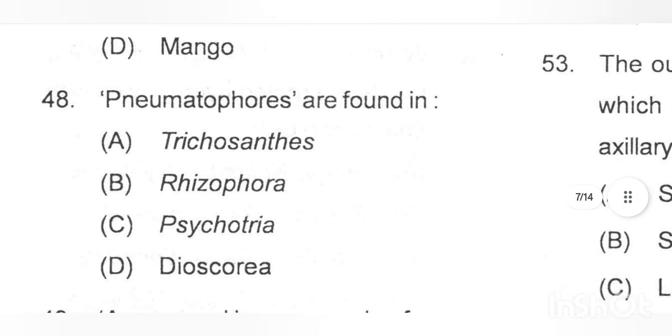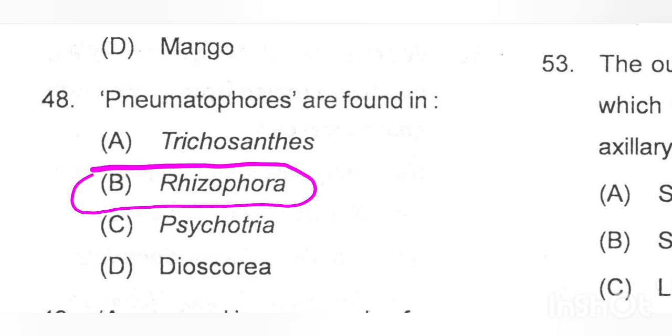Then pneumatophores are generally found in, these are breathing roots and negatively geotropic roots, and these are found generally in mangrove plants, and one of the example of mangrove plant is your Rhizophora. So option B is the correct answer.